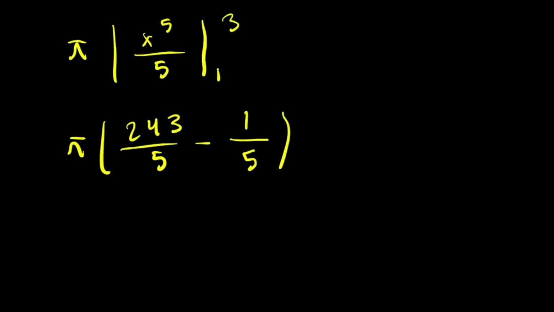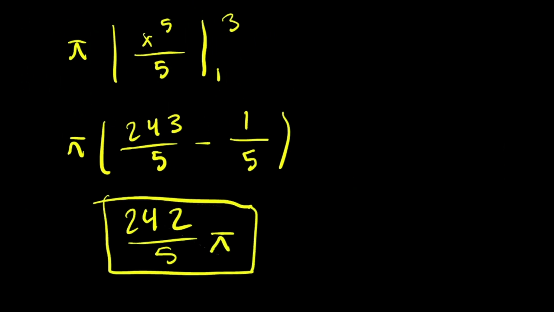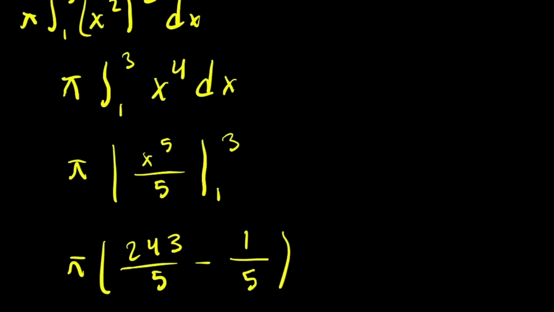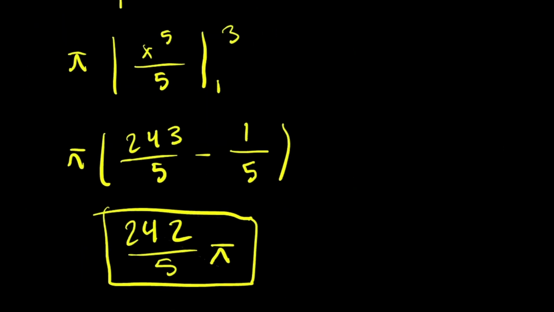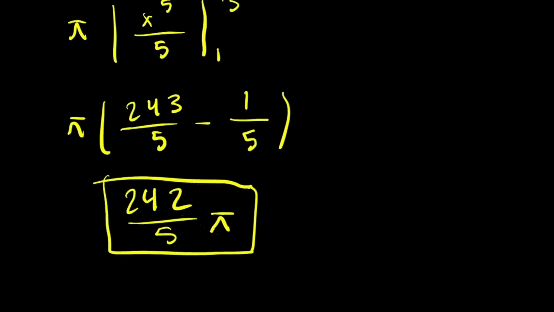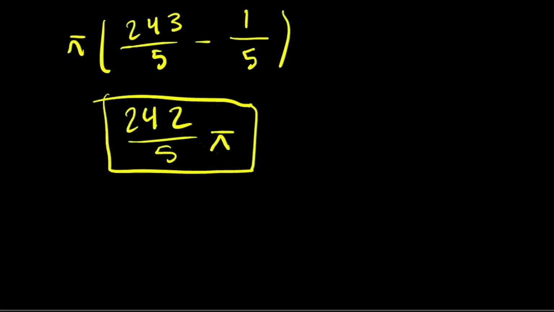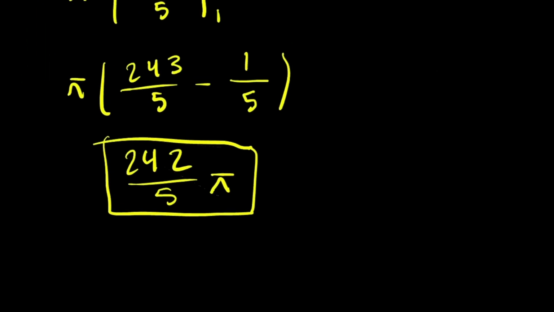So then we get 242 fifths pi. So a little bit of an ugly answer, but pretty simple other than 3 to the 5th. That was probably the hardest part of this problem. Had to get my calculator out for that one. But yeah, so same process for everything, and you can just do every single basic problem this way. So I'll do one more, and then we'll get a little more complicated.